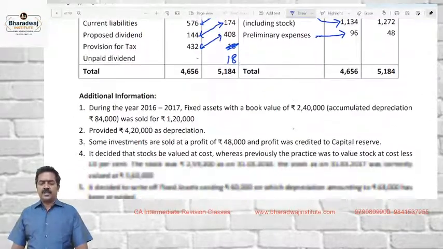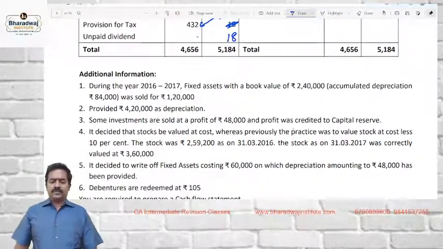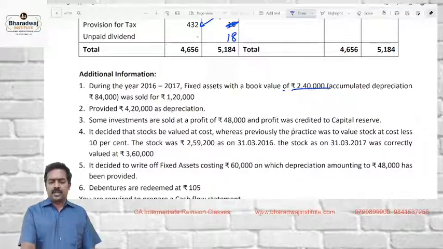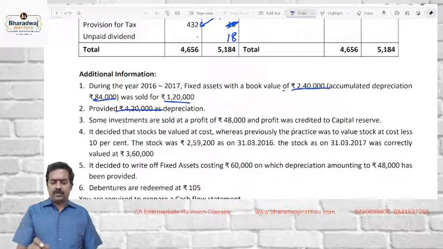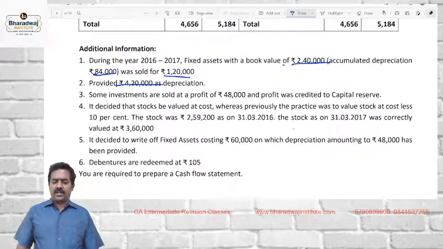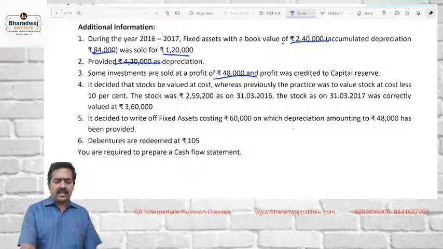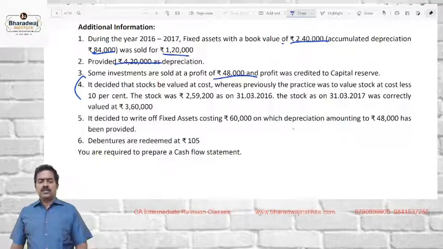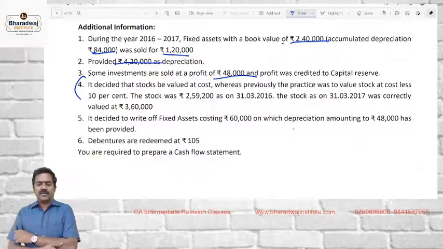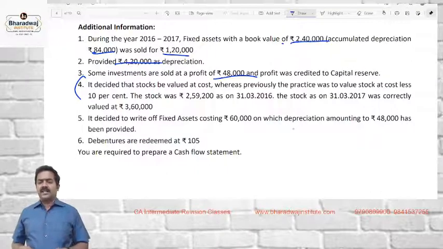Look at the additional information. During the year, fixed assets worth book value how much? 2,40,000. Accumulated depreciation 84,000 was sold for 1,20,000. Okay, provide depreciation 4,20,000. Investments were sold at a profit and the profit was taken to what? Capital reserve. Then it is decided to value the stock at cost, where it is the practice to value the stock at what price? Cost minus 10%.